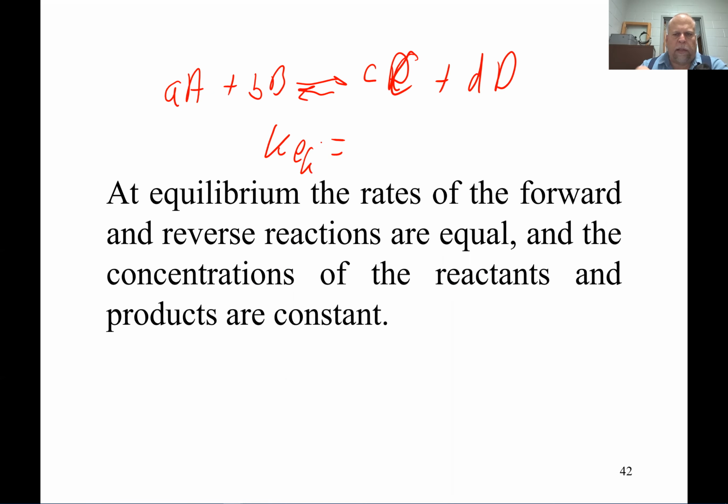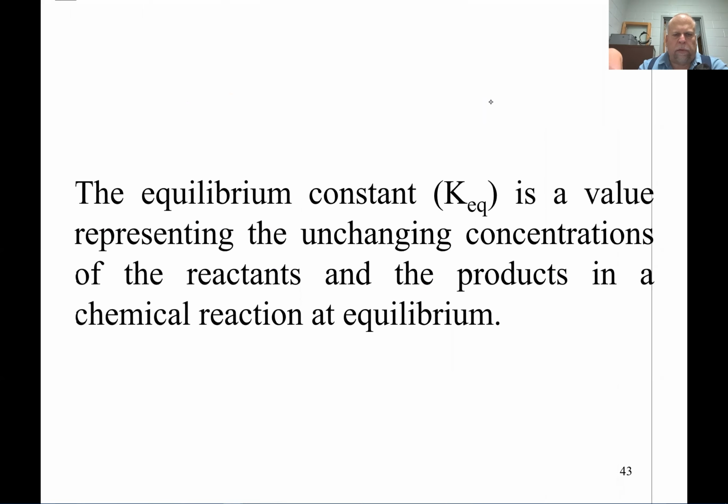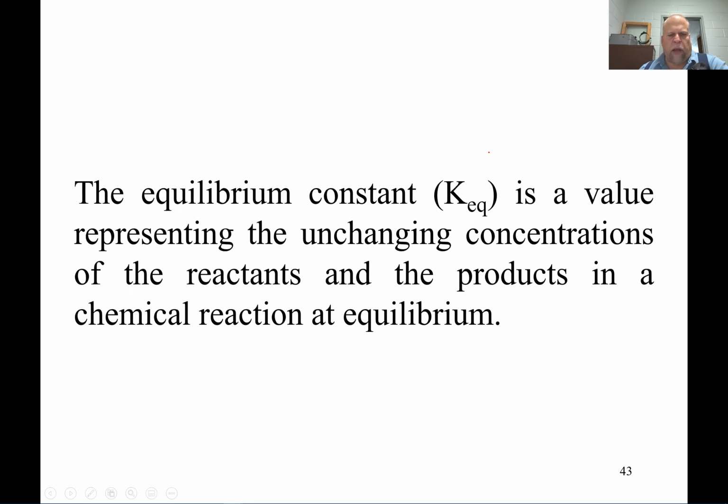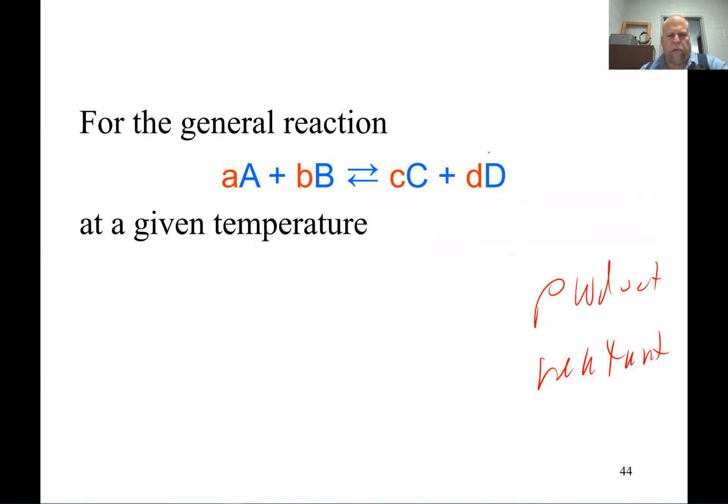And you have the constants of each, the concentration of C to the C power times the concentration of D to the D power over the concentration of A to the A power and the concentration of B to the B power. That's essentially what's going on with this. And it's a value representing the unchanging concentrations of the reactants and products in a chemical reaction in equilibrium.